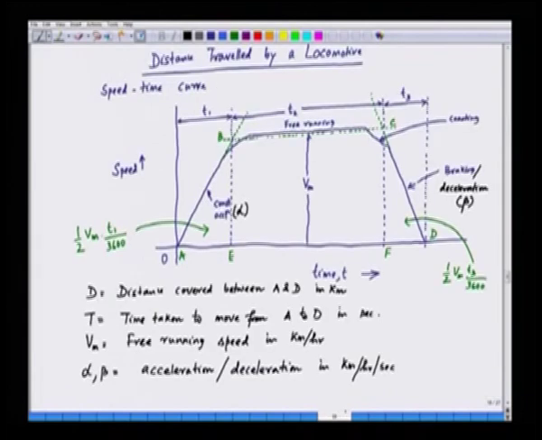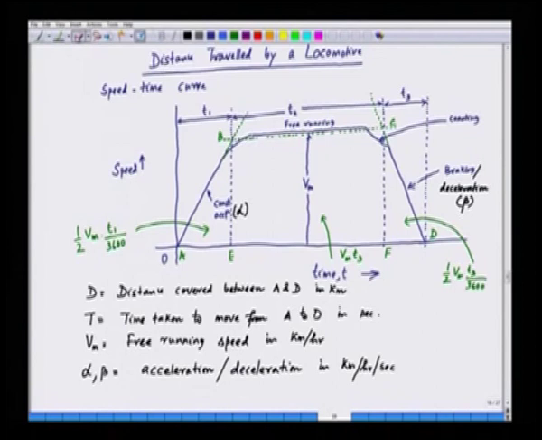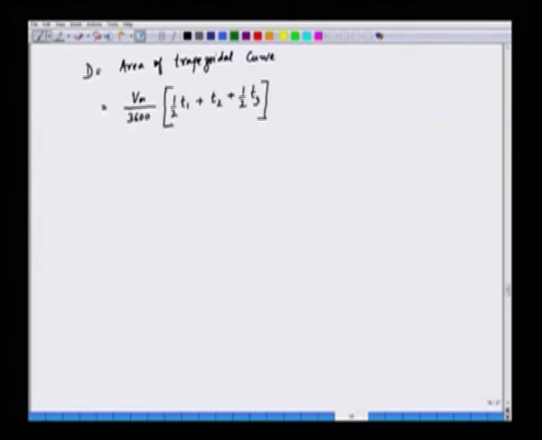So, if we see here, the area of this rectangle is basically Vm into T3. So, we have Vm, the maximum speed here, into T3. So, that is what we have shown here. This is T2. So, we have T2 here, so Vm into T2. So, we have shown that here: half T1 plus T2 plus half T3. Now, this we can simplify as follows.